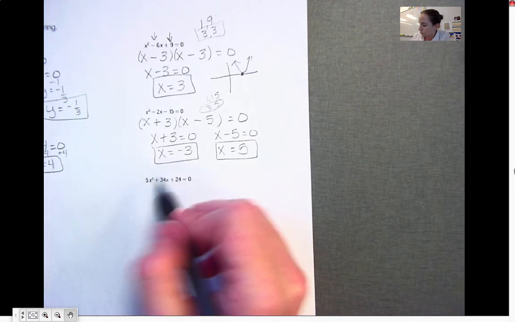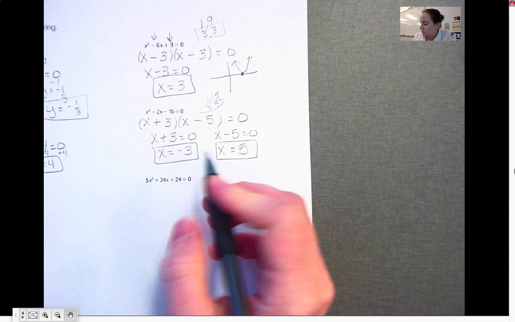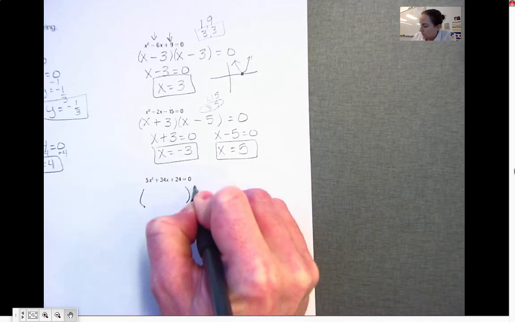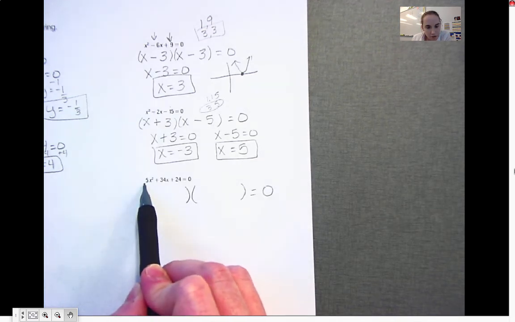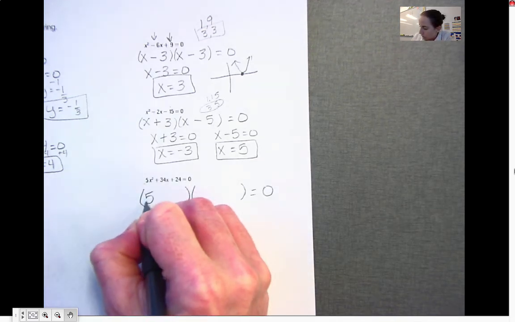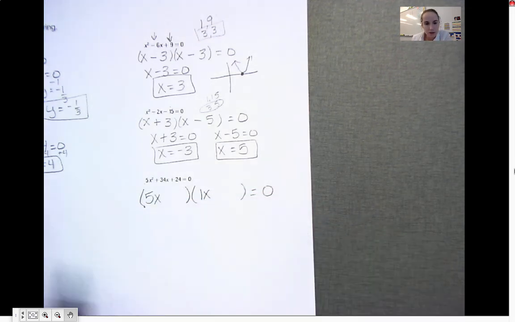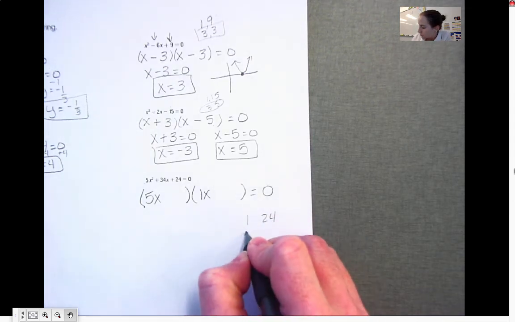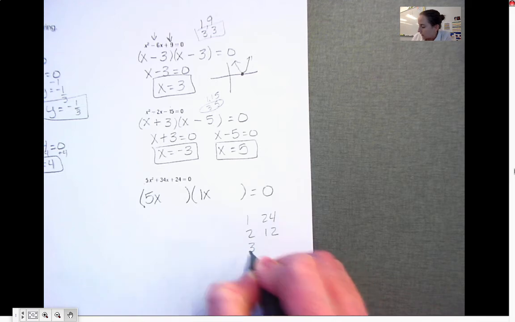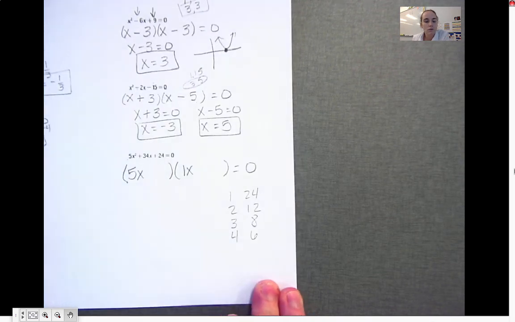Now the last one, a lot of people don't like it because it starts with a number in front of x, a leading coefficient that's not 1, but don't let it scare you away. We know that the only way to break up 5 is 5 and 1. So the factors are 5 and 1. You don't have to put a 1 over here with that x, but it doesn't matter. Now 24, I can use 1 and 24, 2 and 12, 3 and 8, and 4 and 6. Those are the possibilities.